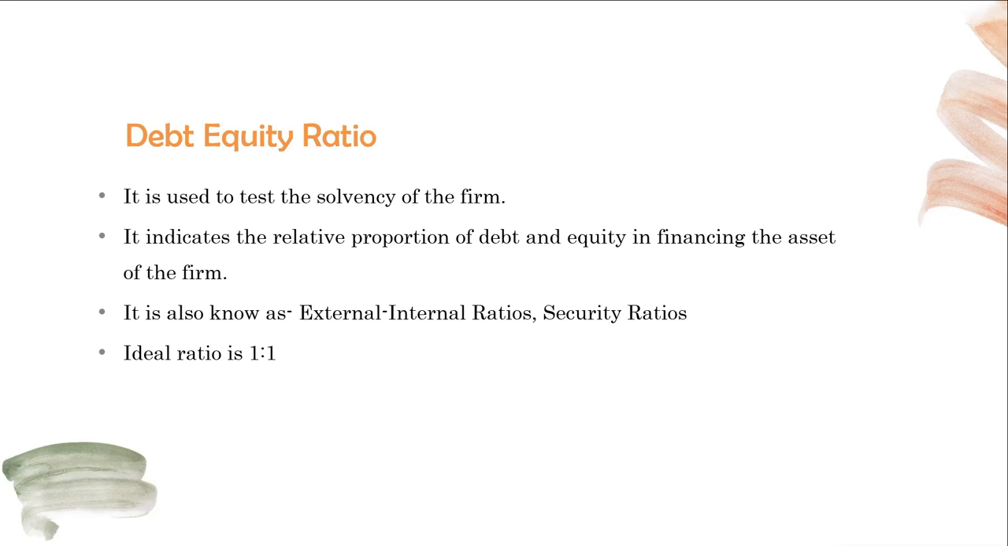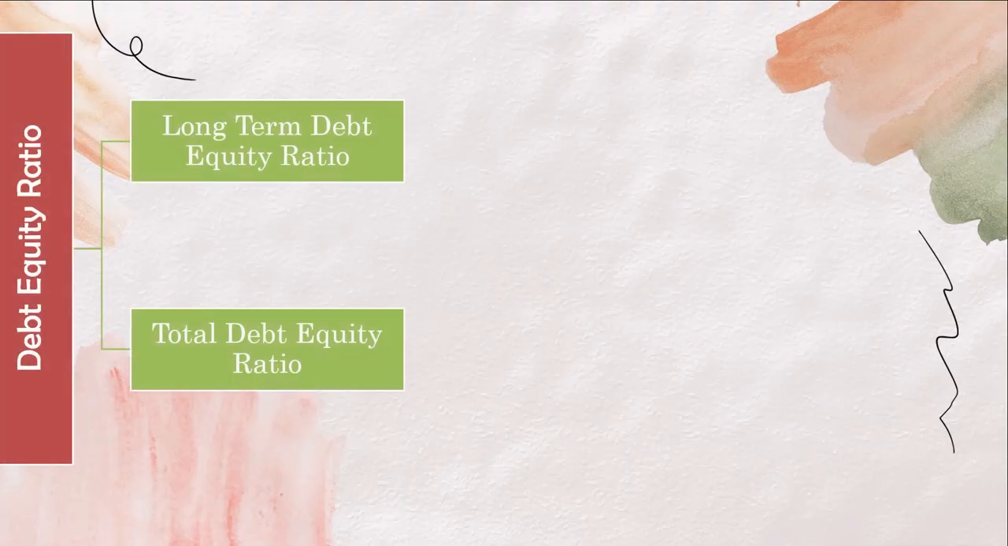By the name itself, it indicates the formula. We can remember this formula of debt equity ratio very easily. We know there are two terms, debt and equity. The formula is debt by equity. For calculating the debt equity ratio, the formula is debt by equity. There are two types of debt equity ratio. The first one is the long term debt equity ratio and the second one is the total debt equity ratio.